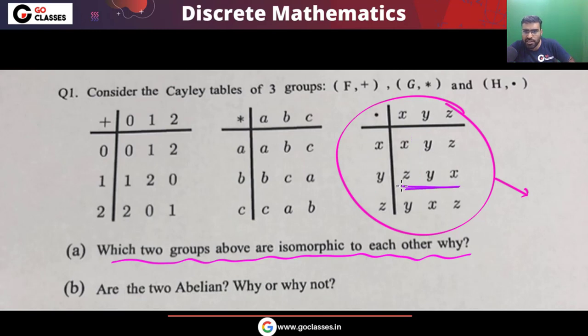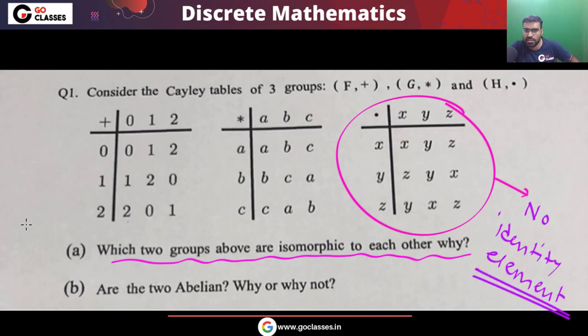This Y is not the identity element because this row is not the same as this header. This Z is not the identity element because this row is not the same as this header. So I can say in this Cayley table there is no identity element. So this is not even a group.